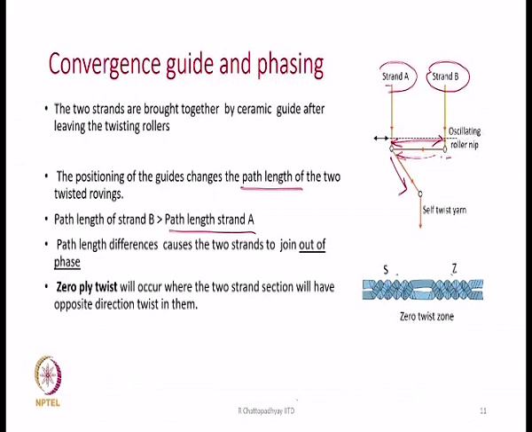Zero ply twist will occur where these two strand sections will have opposite direction of twist in them. We have already discussed that there are some portions, it is not shown here, it appears to be almost zero twist in the individual strand, but in actual cases, if this strand is having twist in S direction, the neighboring part will have a twist in the Z direction, and therefore, when they remain parallel they will balance each other. So, if I draw this properly, in this strand the twist will be like this.